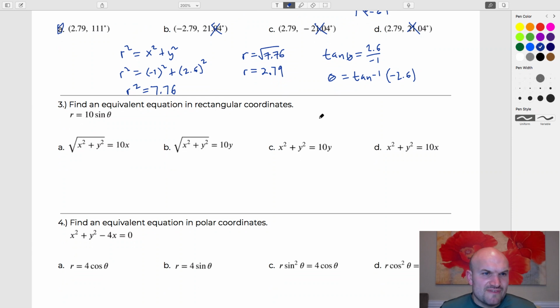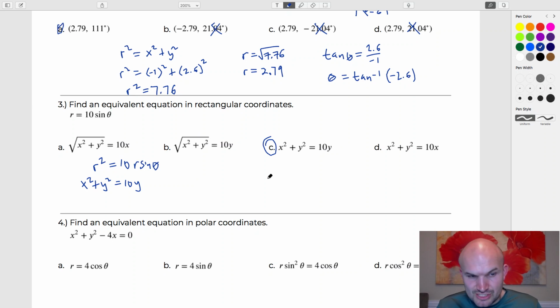All right, number 3 says find an equivalent equation in rectangular coordinates. So here we have r equals 10 sine of theta. This is going to be kind of similar to the one we did. We're just going to multiply by r on both sides. So therefore I get r squared equals 10 r sine of theta. R squared is x squared plus y squared, which is equal to 10 times y. And it looks like that equation is right there. So boom, we're not going to have to solve for y in this case. That's not ideal. We'll just leave it just like that.